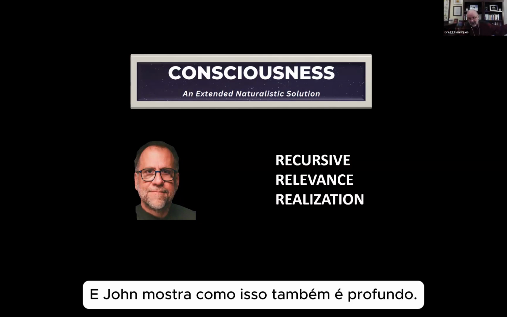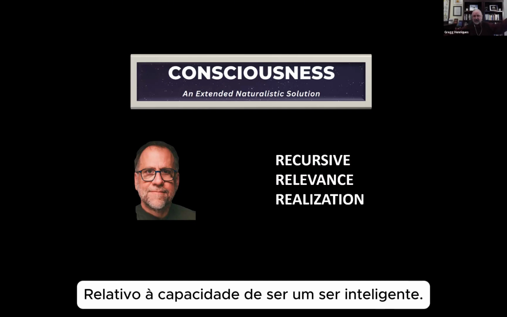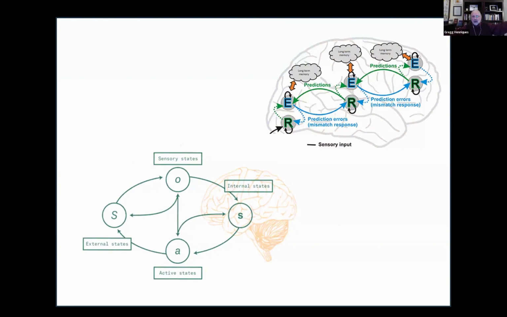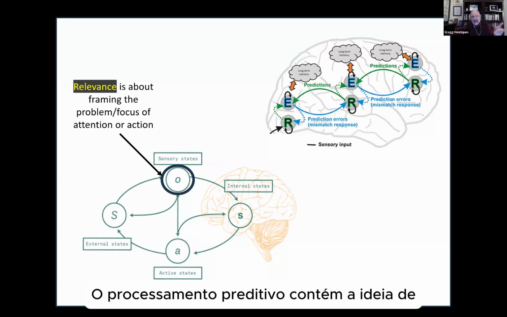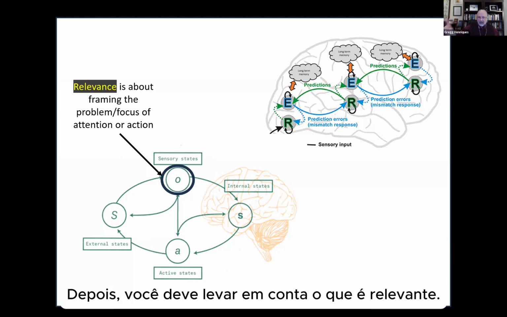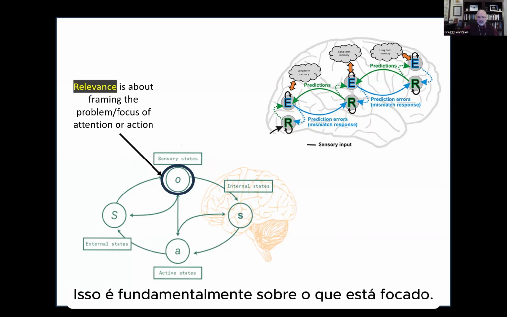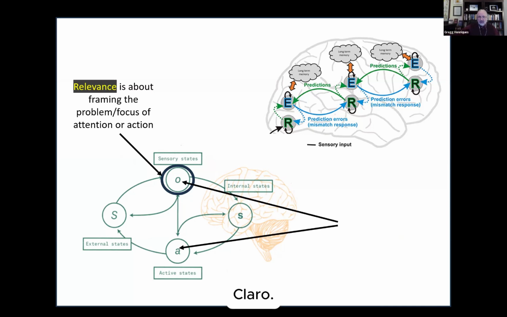And John shows actually how it also goes deep, of course, into the ground of intelligibility relative to the capacity to be an intelligent being. We can argue that actually the basic structure of hierarchical predictive processing has within it recursive relevance realization. What's the frame of the state? Well, in order to frame the state, you have to bring to bear what is relevant. That is fundamentally about what's focused. Then you home in on it to realize what it is that you're seeing, of course.